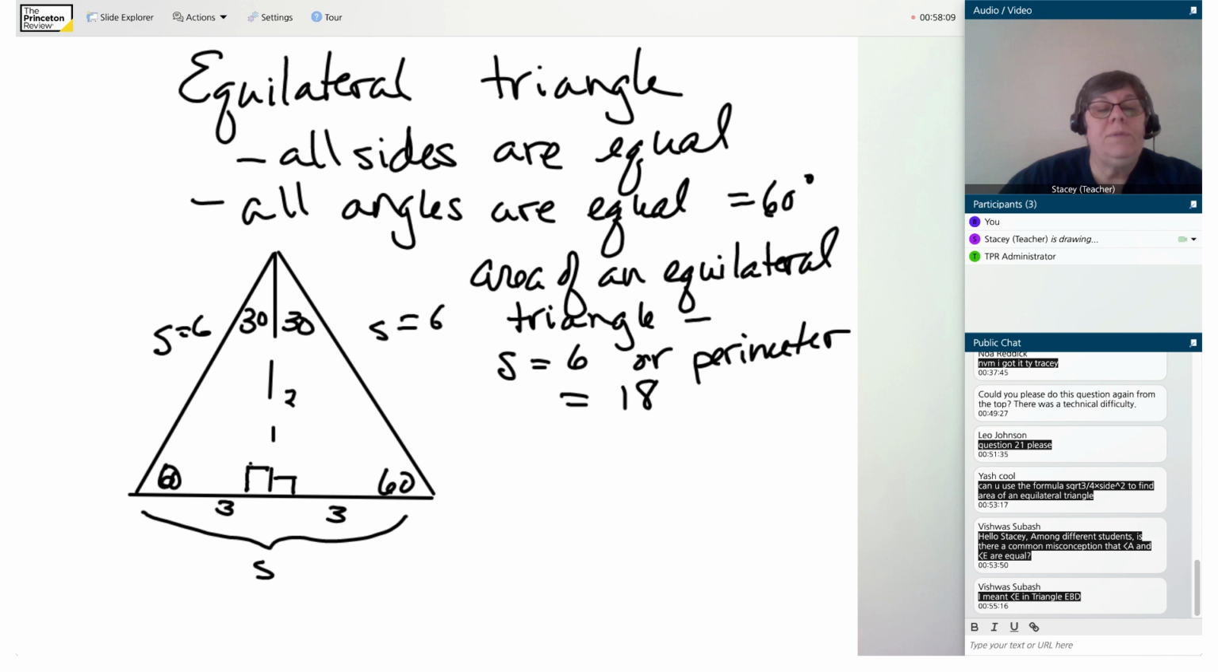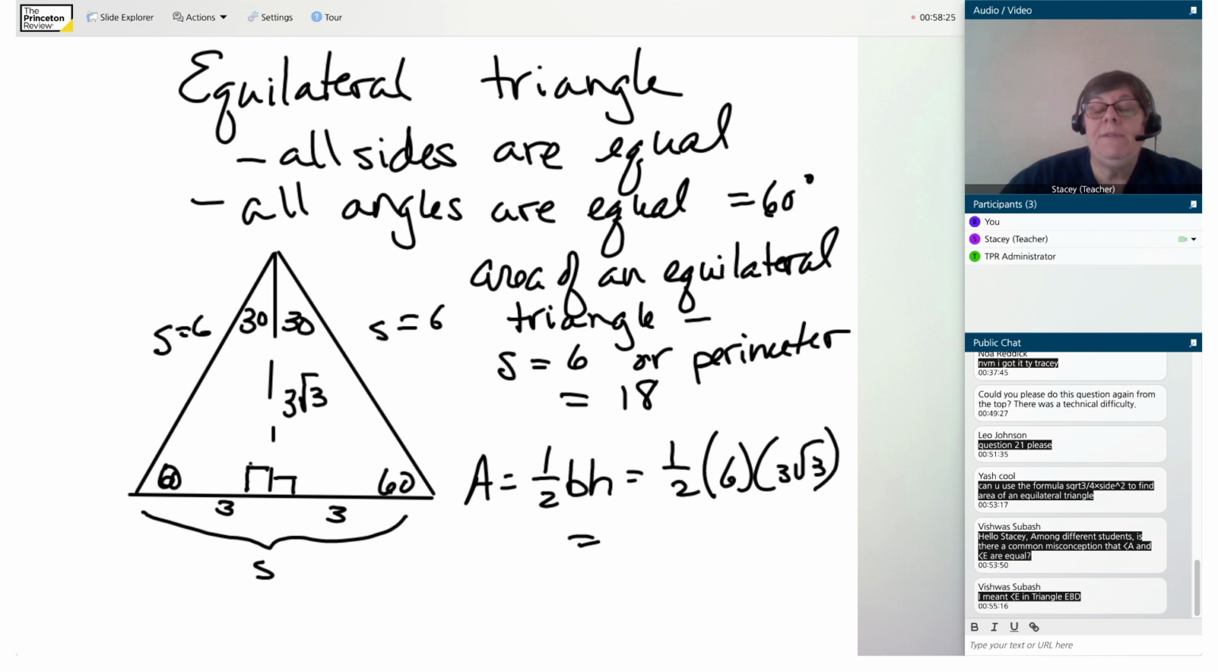And then area, 1 half base times height. The whole base is 6, and the height is 3 rad 3. So 1 half of 6 is 3, so that's 9 radical 3 is the area of this equilateral triangle with a side equal to 6. They love to give us equilateral triangles and ask us to find areas, because if I'm not cognizant of the 30, 60, 90 and the height issue, I can get stuck. Good job on that one.